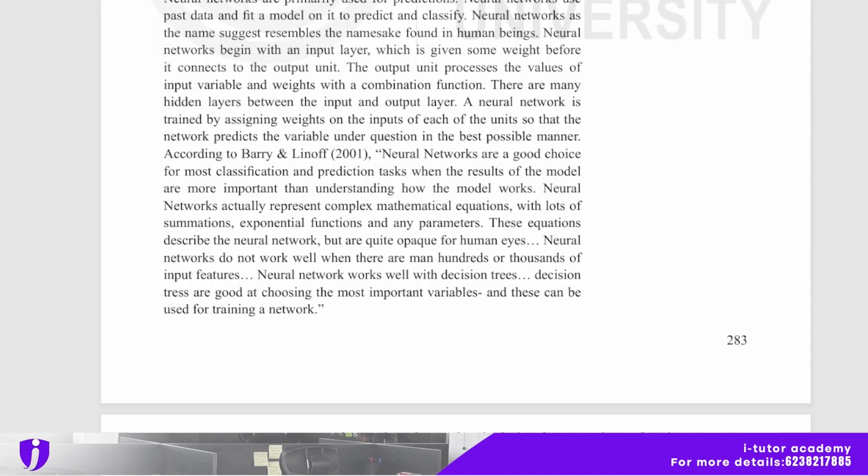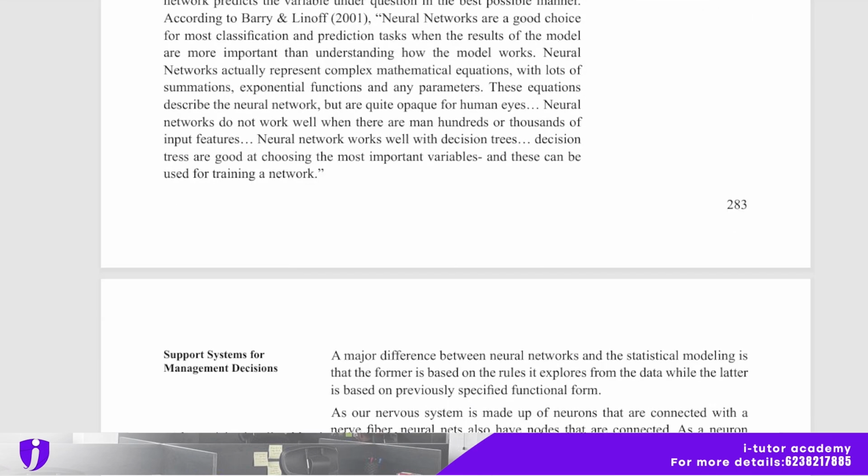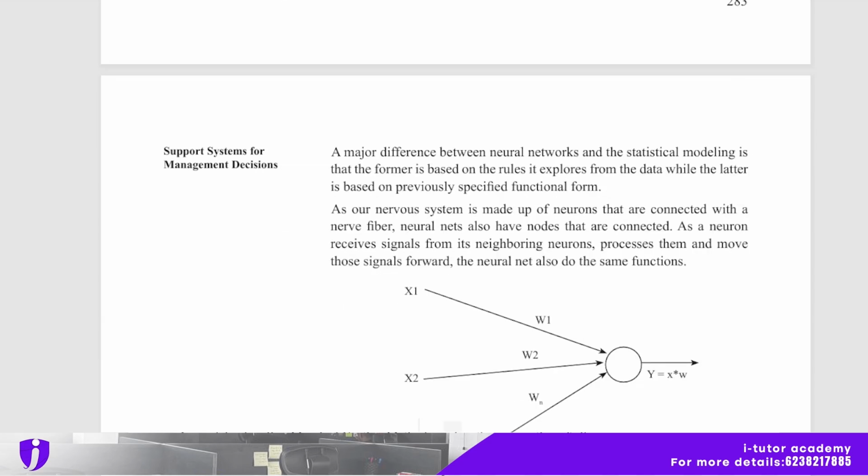Neural networks do not work well when there are hundreds or thousands of input features. Neural networks work well with decision trees, and decision trees are good at choosing the most important variables, and these can be used for training a network. A major difference between neural networks and statistical modeling is that the former is based on the rules it explores from the data, while the latter is based on a previously specified functional form.